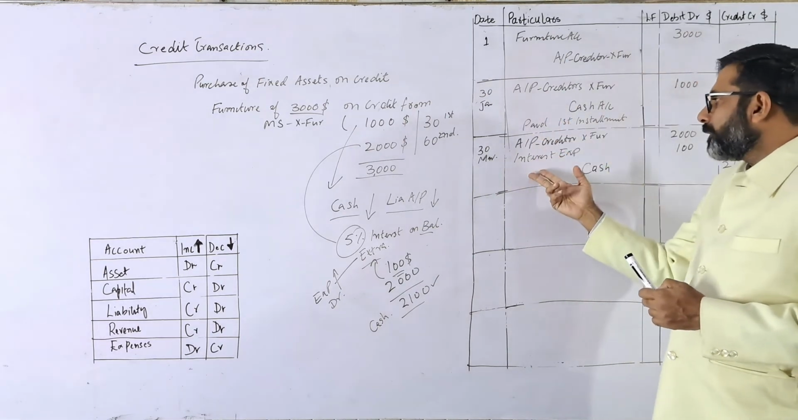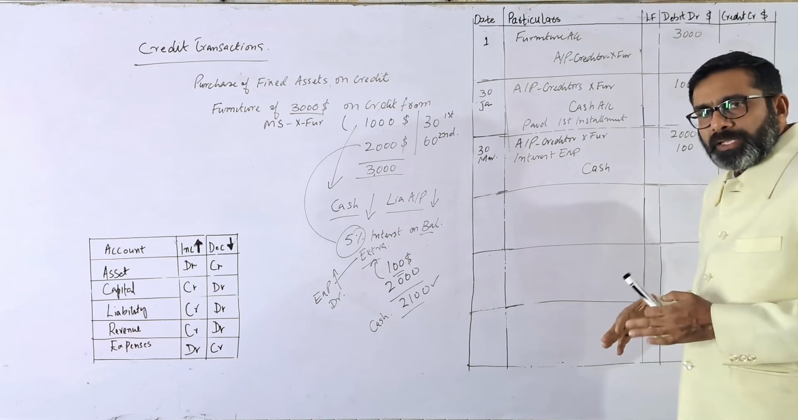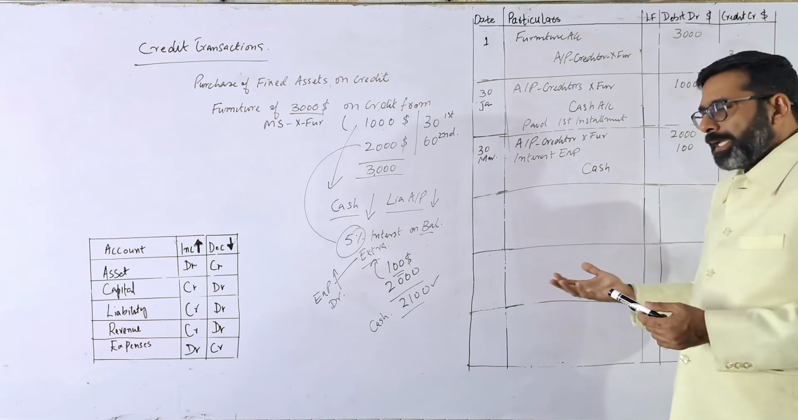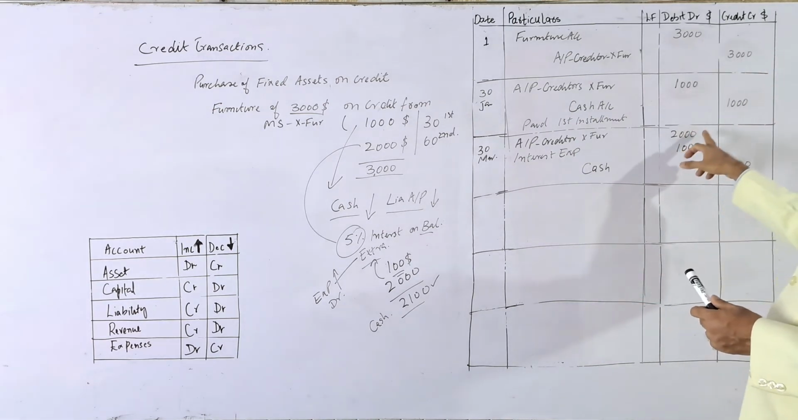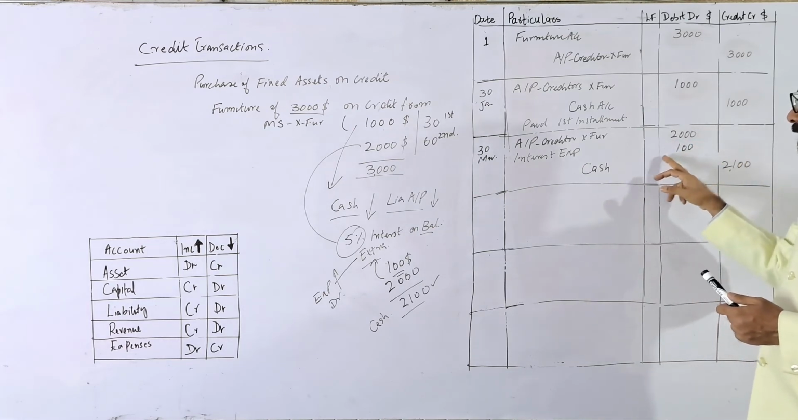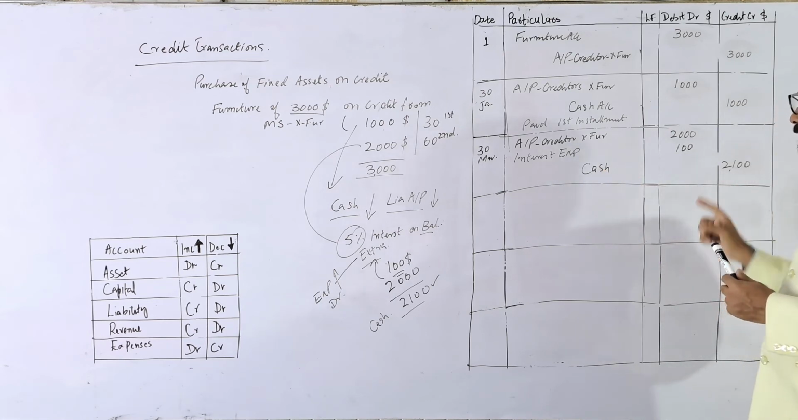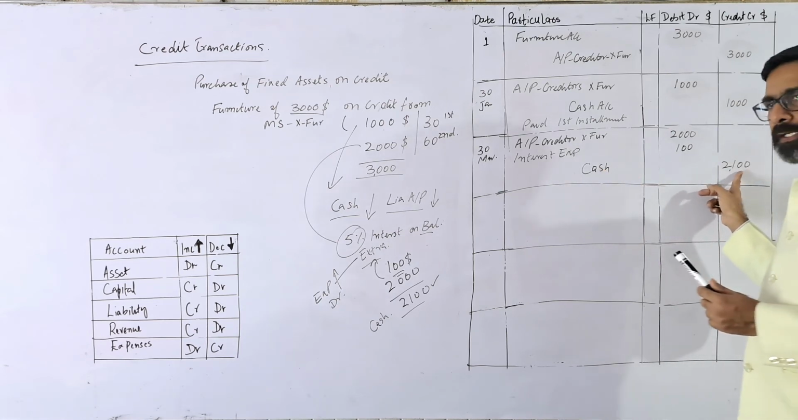So it means after some time, if you have paid $1,000 first, the second amount you are paying is what? It is not only the original amount; you are also paying some interest as per the agreement. So your payable will be debited by $2,000, but the $100 you are paying as an expense, as interest expense, and the total cash you are paying is $2,100.